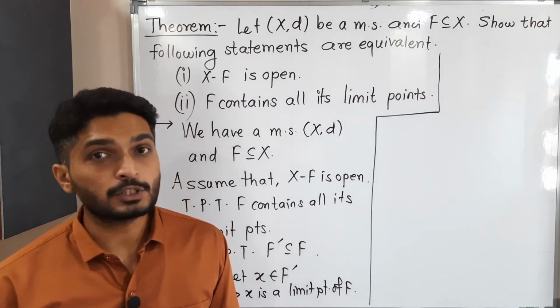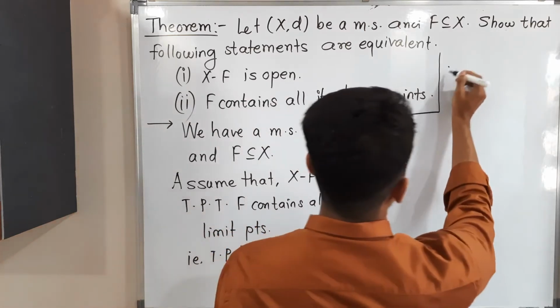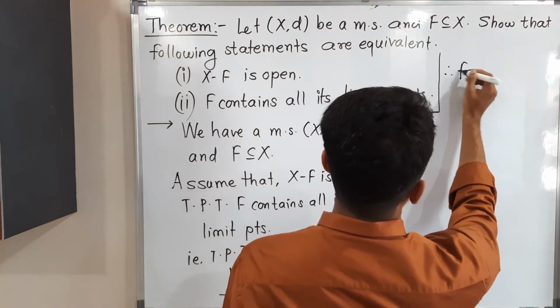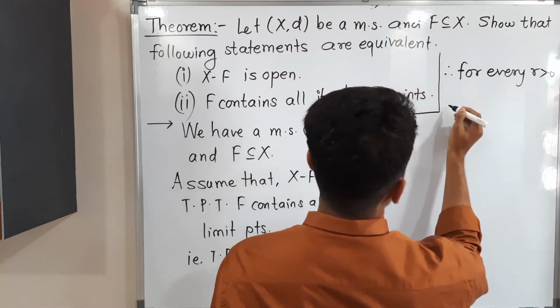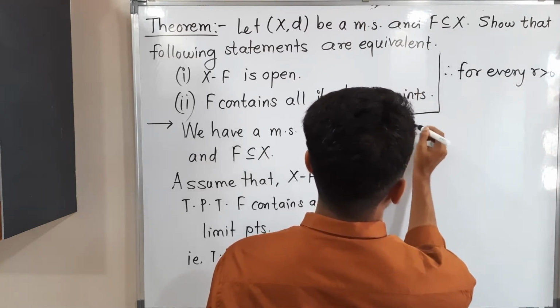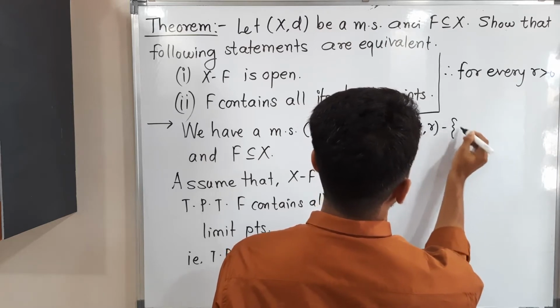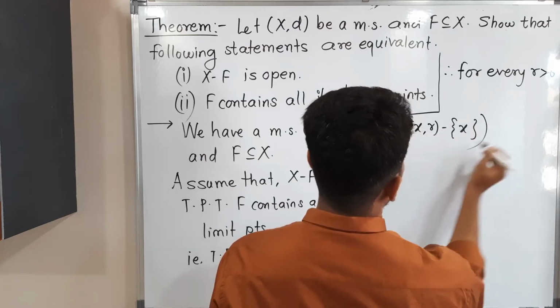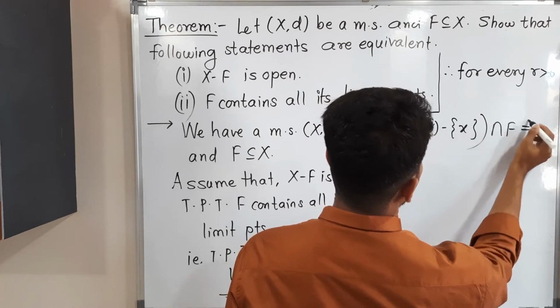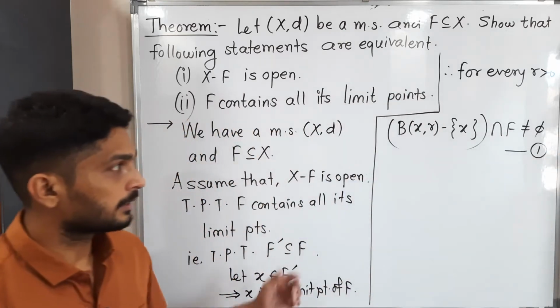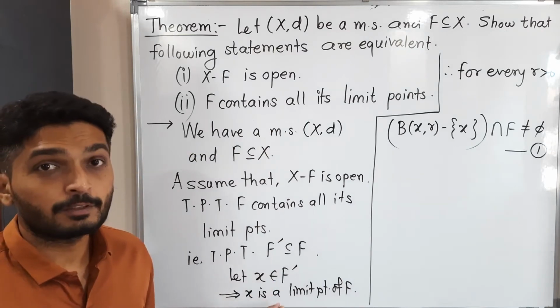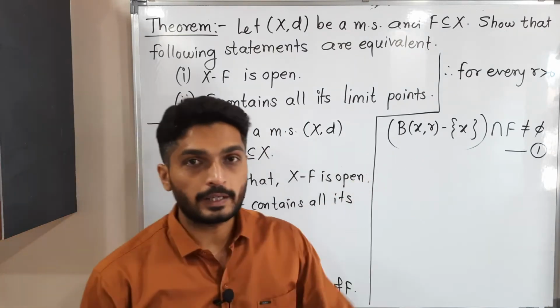So x is a limit point of F. By definition, what can we write? Therefore, for every r greater than 0, what is the definition you remember? B(x, r) minus singleton x, intersection F, is not equal to phi. This is statement number 1 we have got, by the definition of limit point.